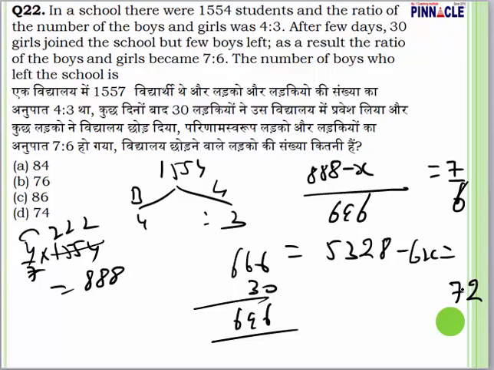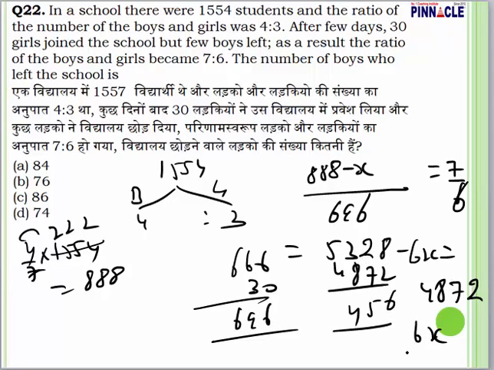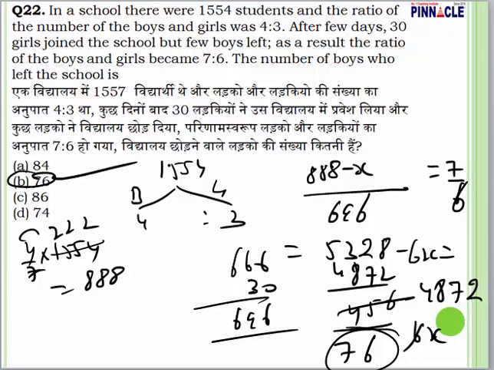4872, and 6x would be equal to 4872. So x would be equal to 76. So 76 boys left the school. Answer is B. Next question, question number 23.